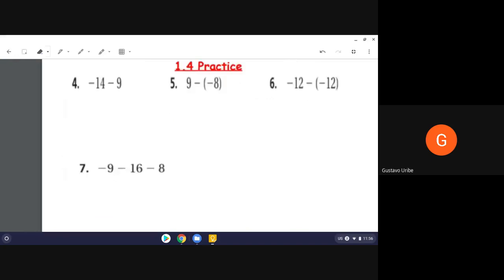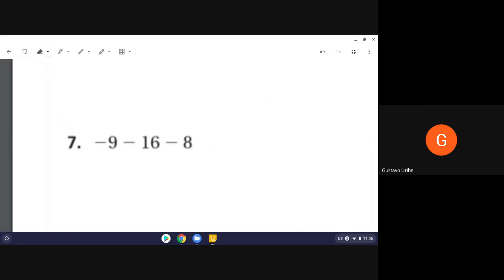Okay, what about when we have 3 numbers? Don't let this throw you off. We're still doing the same thing. If it helps, I would recommend putting a box around each number and its sign. Well, this one is a negative, this is a negative, and this is a negative. Look, they're all the same signs. So our answer has to be negative. You're just going to add all of these.